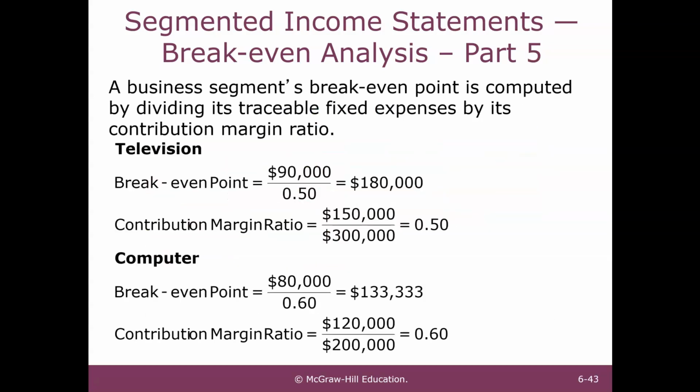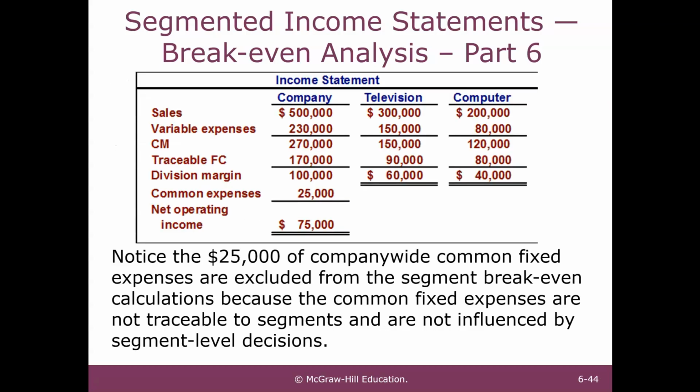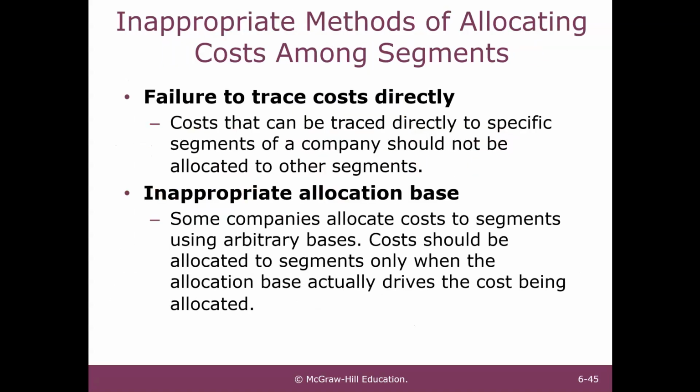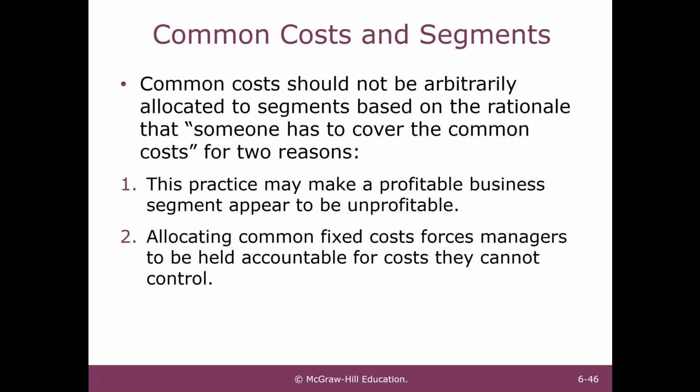And then you can do the same thing for each division. You can calculate the break-even point for the company, and then you can also calculate the break-even point for each division to see how profitable it is. You want to make sure that you trace your costs carefully, because you don't want to take a cost and put it in a segment where they are not responsible for it. So just make sure that you don't hold them accountable for costs that they cannot control. And then this is the end of chapter 6.